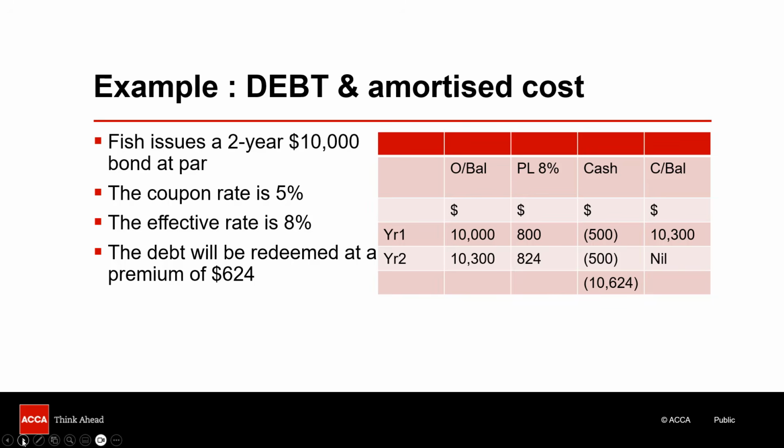We are paying back the 10,624 because we are paying back the debt at a premium of 624. And that ultimately means there is no closing liability at the end of the second year, because we have contractually done what we said we would do, which is to pay back the money. So this is a beginning, middle and end story in terms of amortized cost.